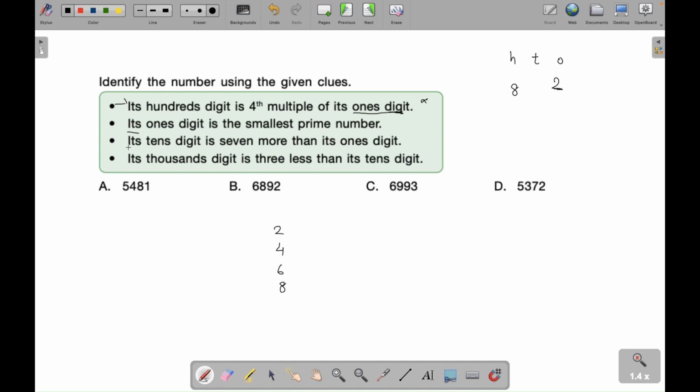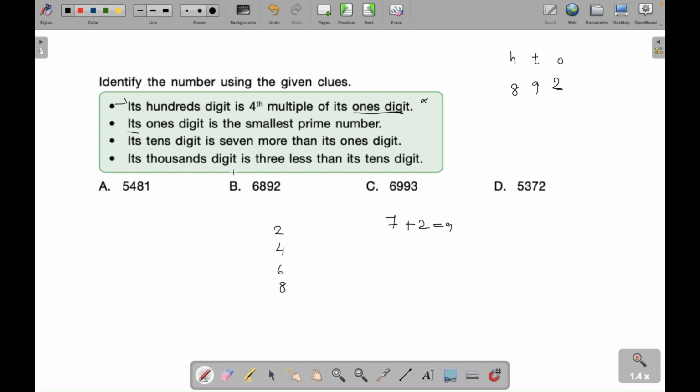Now the third clue says its tens digit is 7 more than its ones digit. So this is the tens digit, it is 7 more than the ones digit. The ones digit is 2, what is 7 more than 2? We just have to add, right? So 7 plus 2, which is 9. So the tens digit must be 9.